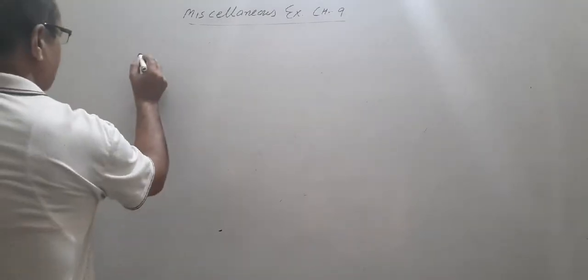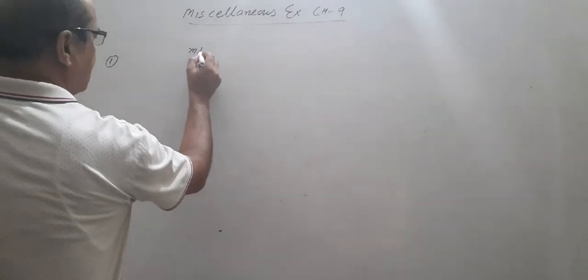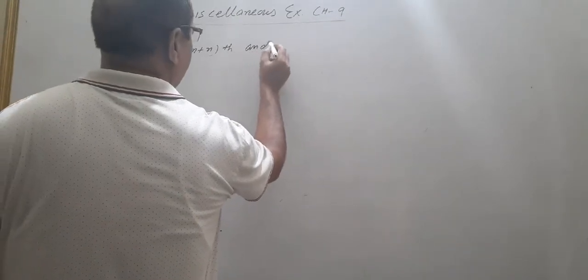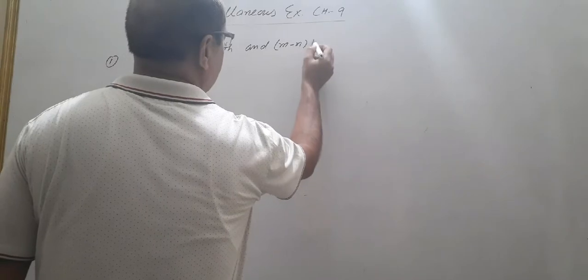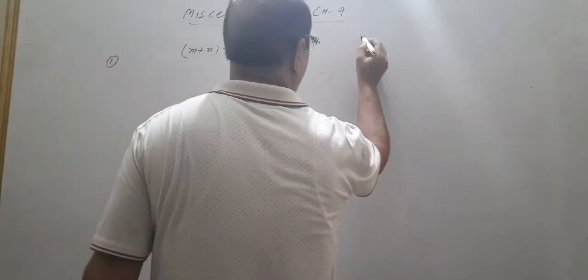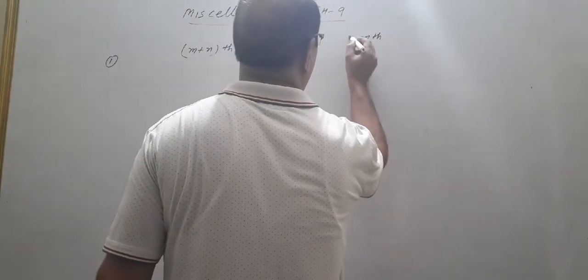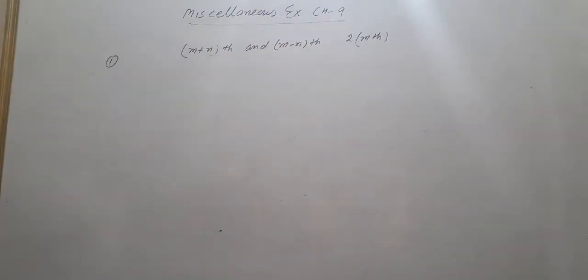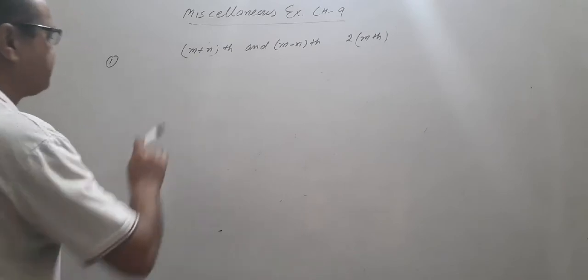The question number first is, show that the sum of m plus nth term and m minus nth term of an AP is equal to twice the sum of mth term. ये आपको प्रूव करना है. So this is the first question of your miscellaneous exercise chapter number 9.